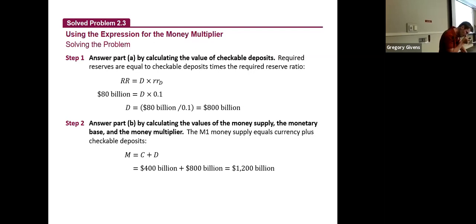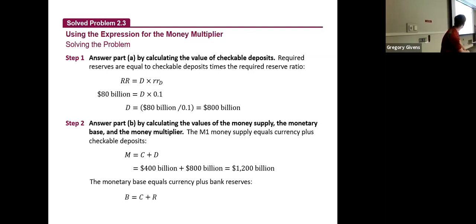How about the monetary base? What's the monetary base equal to in this problem? Levi? Well, the monetary base is currency plus reserves, which is 400 billion plus bank reserves are 500 billion. That was given in the problem. And so we have 900 billion in the monetary base. Very good.